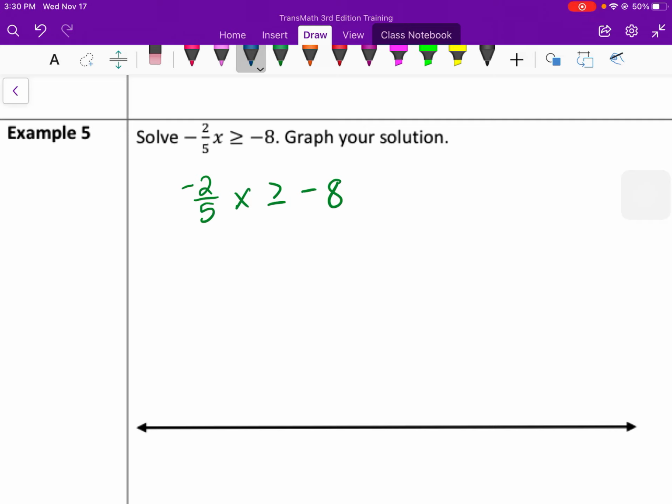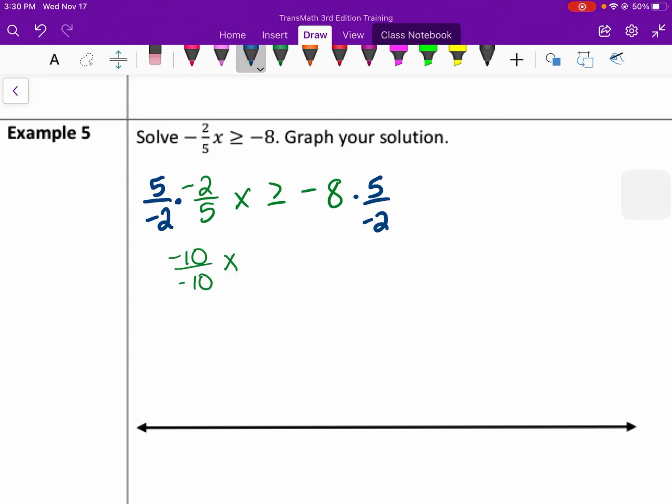Okay, so I'm going to apply this to negative 2. I'm going to multiply by the reciprocal again. So 5 over negative 2 times 5 over negative 2. Then I'm going to multiply this out. I'm going to get 5 times negative 2 is going to be negative 10. Negative 2 times 5 will be negative 10x.